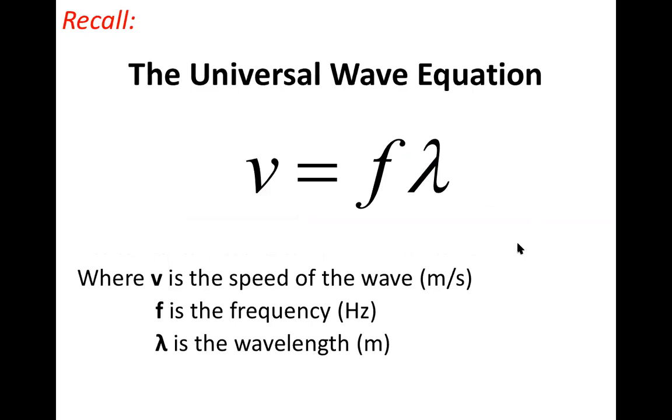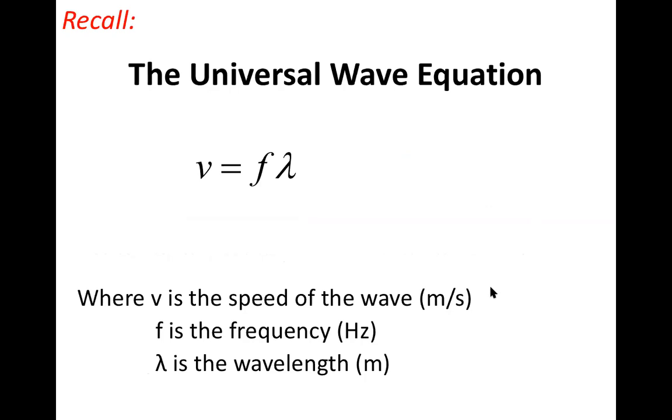Do you guys remember the universal wave equation? So v equals f lambda, where v is the speed of the wave, f is frequency, lambda is the wavelength. So frequency is how many crests arrive each second, and the speed is how far in meters a point on a wave will travel per second. And then wavelength is the distance between 2 points on a waveform. And notice the units.